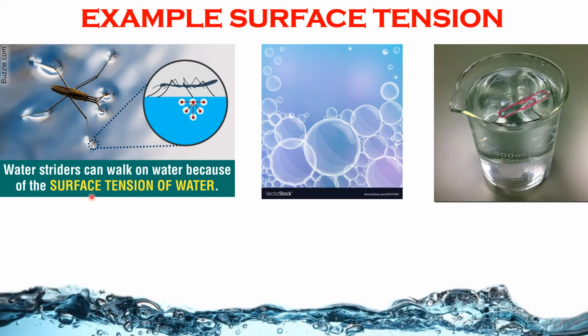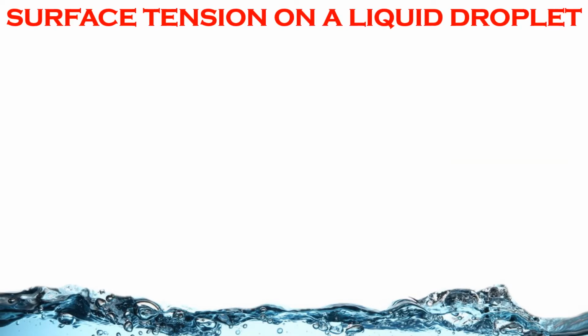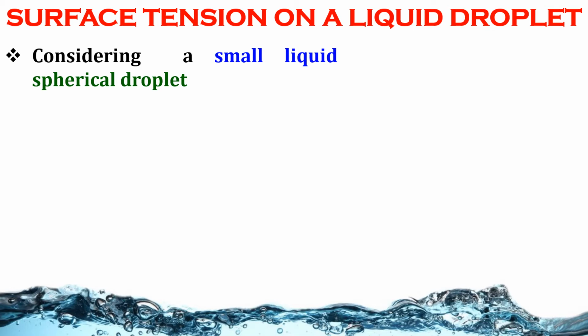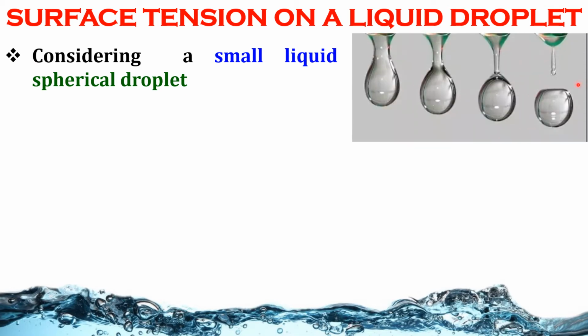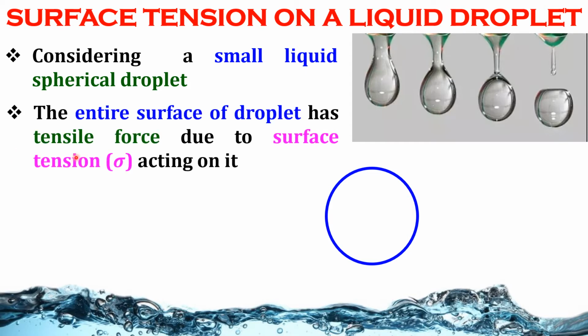These are examples where we can see surface tension in our day-to-day life. First, we are going to see surface tension on a liquid droplet. Consider a small spherical liquid droplet as shown in the figure. I have drawn a line diagram of the spherical droplet. The entire surface of the droplet has the tensile force due to surface tension acting on it.